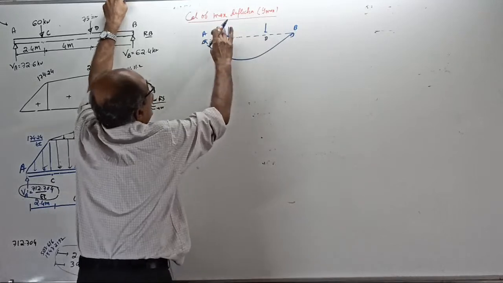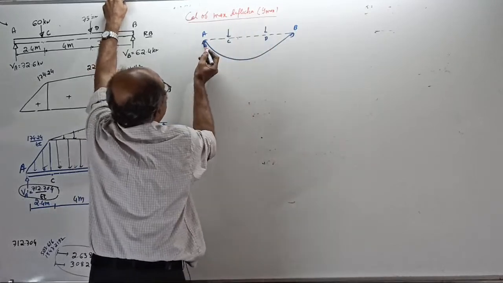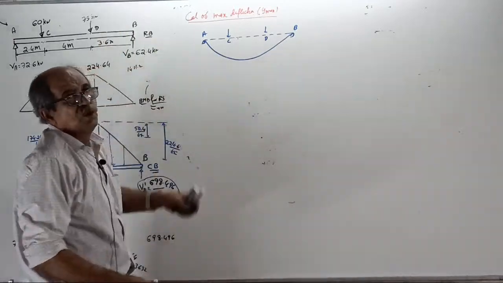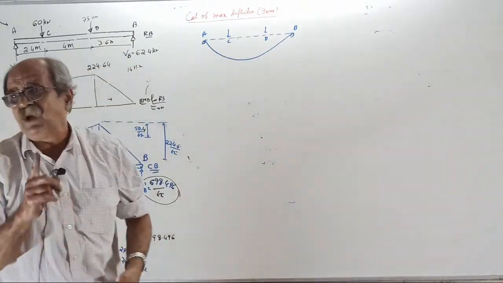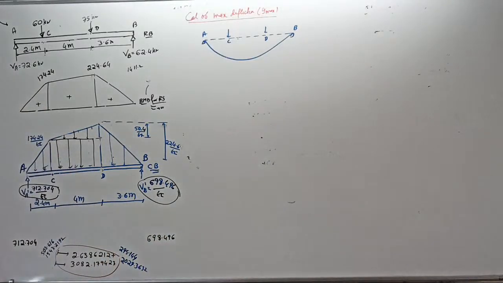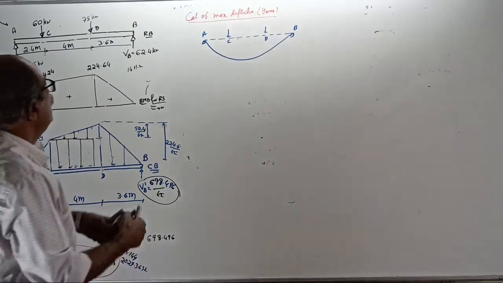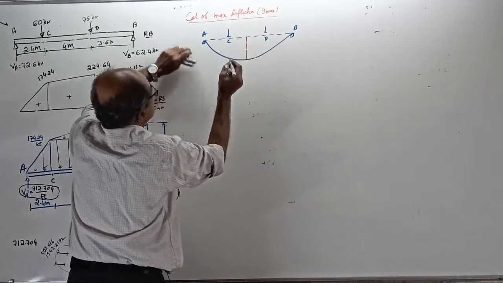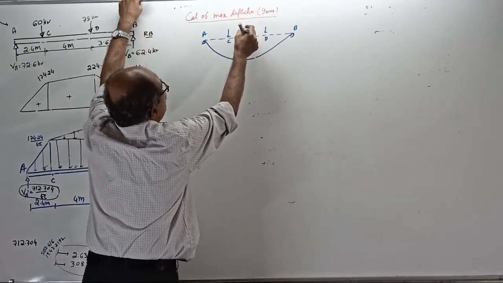Tell me, where is the y maximum? Between A and C, or C and D, or D and B? This I explain for both the questions. Where is y maximum? By observation. Where maximum deflection? Natural bending. Between C and D. So it will be somewhere here. This is y maximum. So let that point be x.